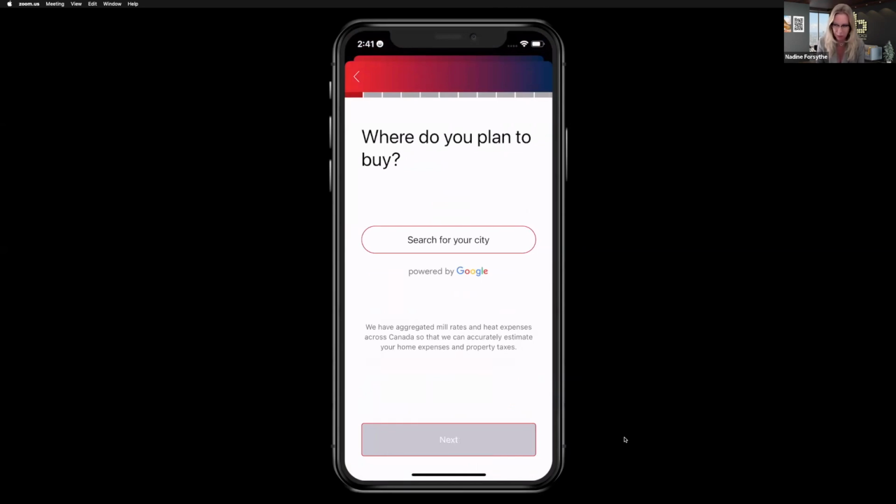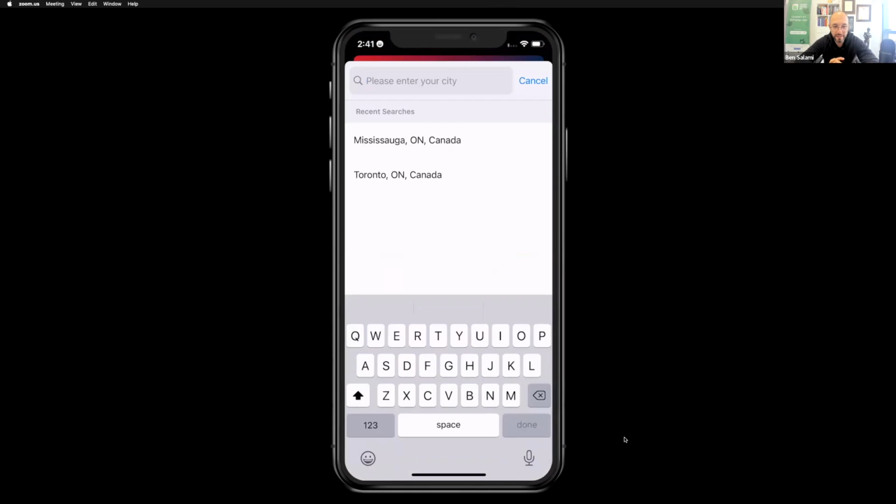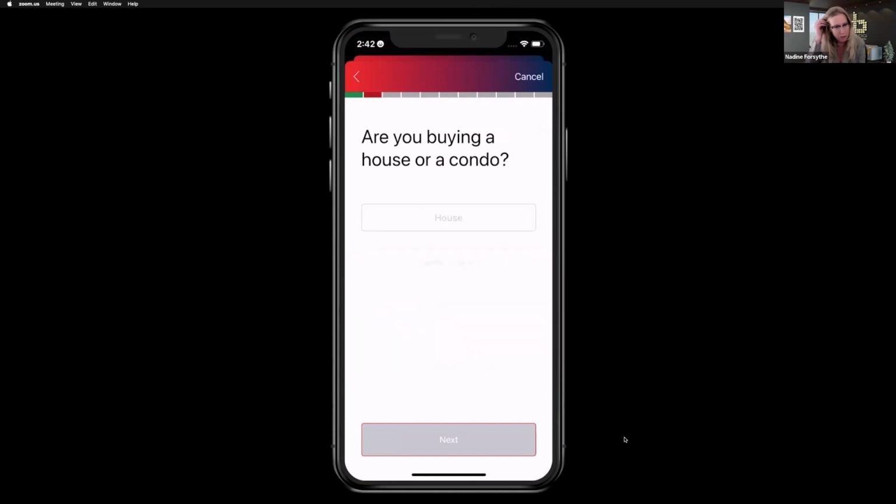So Ben, where do you plan to buy? I'm planning to purchase in Toronto. All right, there we go. So the next question is, are you buying a house or a condo?